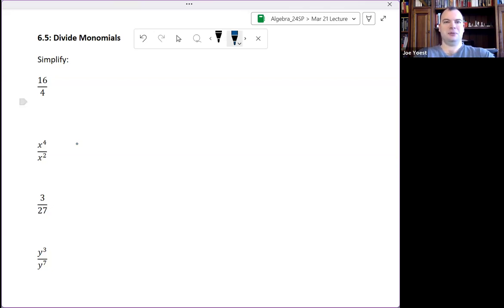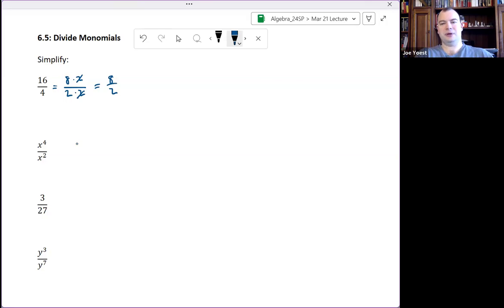But if we wanted to go through a process, what we would say is, okay, can I find a common factor between the numerator and denominator? And I might see that a common prime factor is 2. So I could think of my numerator as being 8 times 2, and my denominator as being 2 times 2. And then I could divide out the 2's between the numerator and denominator. So 16 over 4 is the same as 8 over 2.